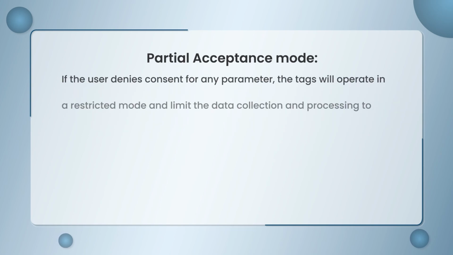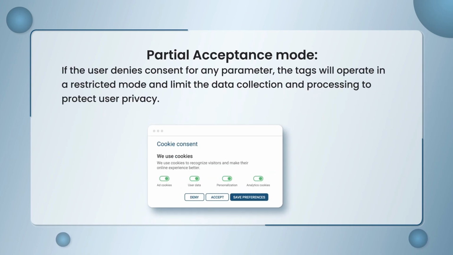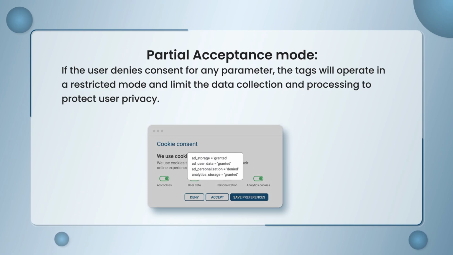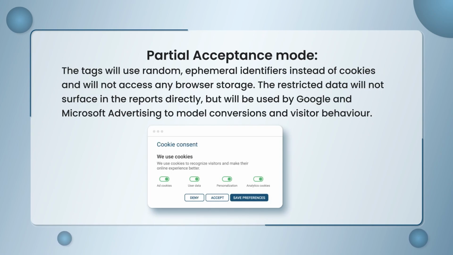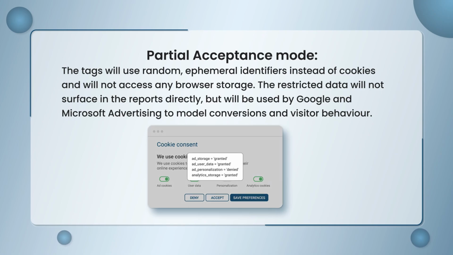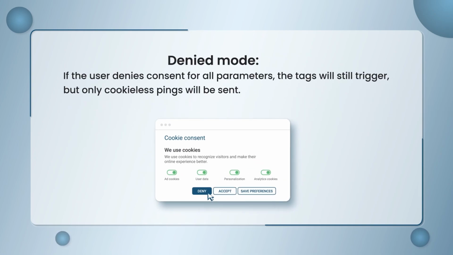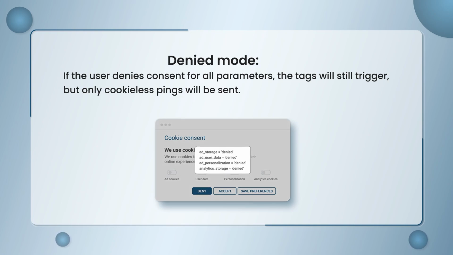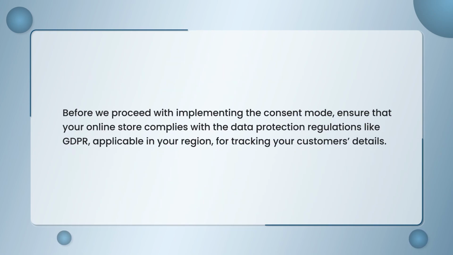Partial acceptance mode. If the user denies consent for any parameter, the tags will operate in a restricted mode and limit the data collection and processing to protect user privacy. The tags will use random, ephemeral identifiers instead of cookies and will not access any browser storage. The restricted data will not surface in the reports directly, but will be used by Google and Microsoft advertising to model conversions and visitor behavior. Denied mode. If the user denies consent for all parameters, the tags will still trigger, but only cookieless pings will be sent.